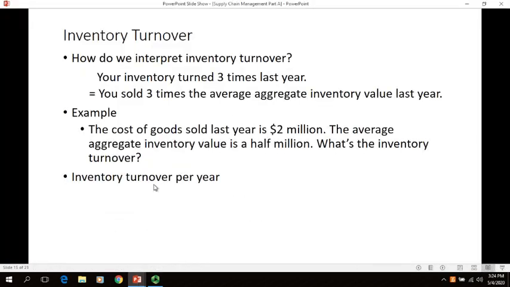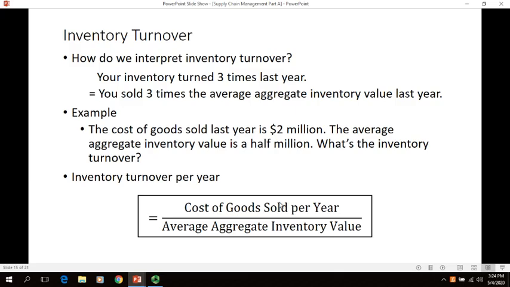So from this question, we can find a formula for inventory turnover. What did you do to compute the inventory turnover? You took $2 million, which was the cost of goods sold, and you divided by the average aggregate inventory value. So your inventory turnover is COGS divided by AAIV.